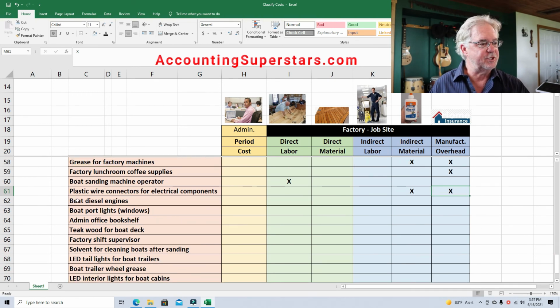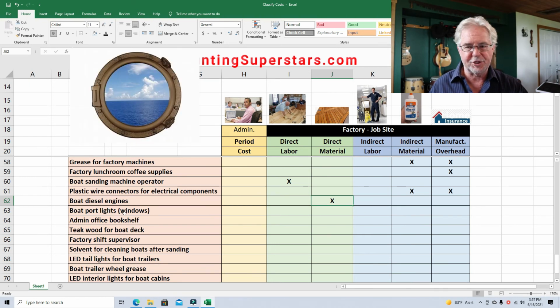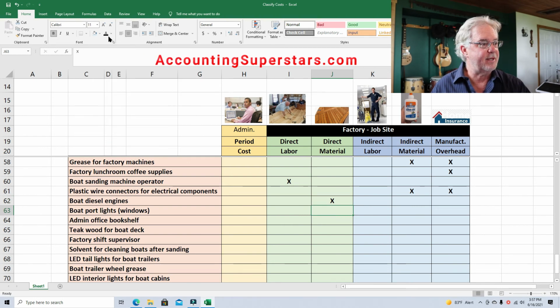Boat diesel engines. You can be sure they're tracking those things. They're expensive and they're big. There you go. Okay, boat port lights. Those are the windows, usually in a round shape, and those can be expensive because they're oftentimes made out of brass. Administrative office bookshelf. Well, that's in the office. Teak wood for a boat deck. That's incredibly expensive, and I know the boat company will keep track of that closely.